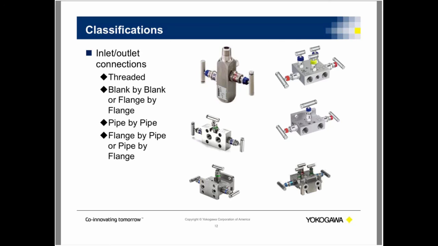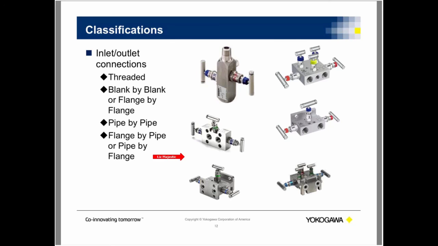We've got another question. It says, is there a manifold solution for the coplanar transmitters? Coplanar transmitters? Yes, you can do a bottom mount manifold. Basically, if you were to take this blank by blank manifold and flip it down, that would be your bottom mount manifold. And it would go to a transmitter that has a bottom mount connection or a coplanar transmitter mount.